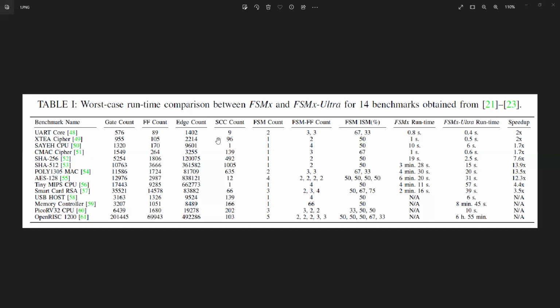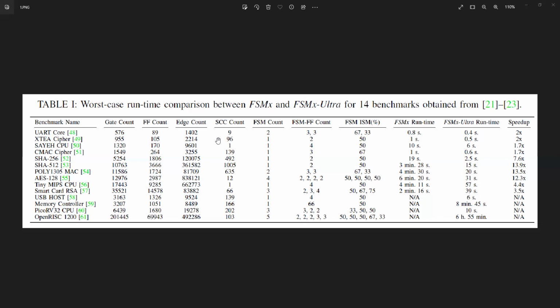The next thing is that FSMx performs exhaustive gate level simulation. That means exhaustive simulation based on generated test benches, which checks each and every condition to identify the hidden don't-care states and transitions. These two reasons are the main cause of why FSMx is less scalable to large scale designs.